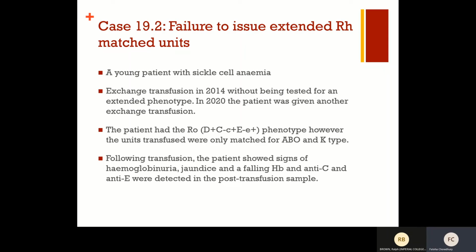So case 19.2 was a case of a young patient with sickle cell anemia who had an exchange transfusion in 2014 without being tested for extended phenotype. And then 6 years later in 2020, the patient was given another exchange transfusion. The patient had an RO phenotype. However, the units transfused were only matched for ABO and KEL type. And following the transfusion, the patient showed signs of hemoglobinuria, jaundice, drop in hemoglobin, and anti-big C and big E were detected in the post-transfusion sample.